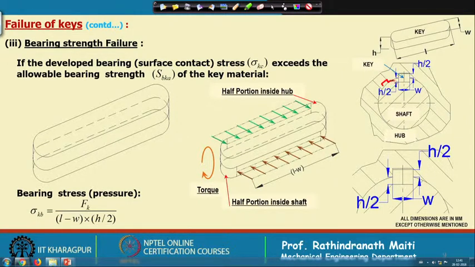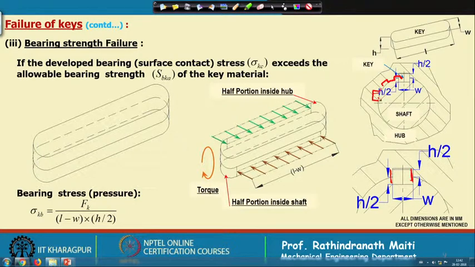On the hub, the grooves are like this, and on the shaft also it is cut like this. It is usually done by broaching, and in that type of fitting it is not like this key, where the key is a tight fit. In this case it is not a tight fit like that, rather the inside spline of the hub and the root of the shaft are matching.